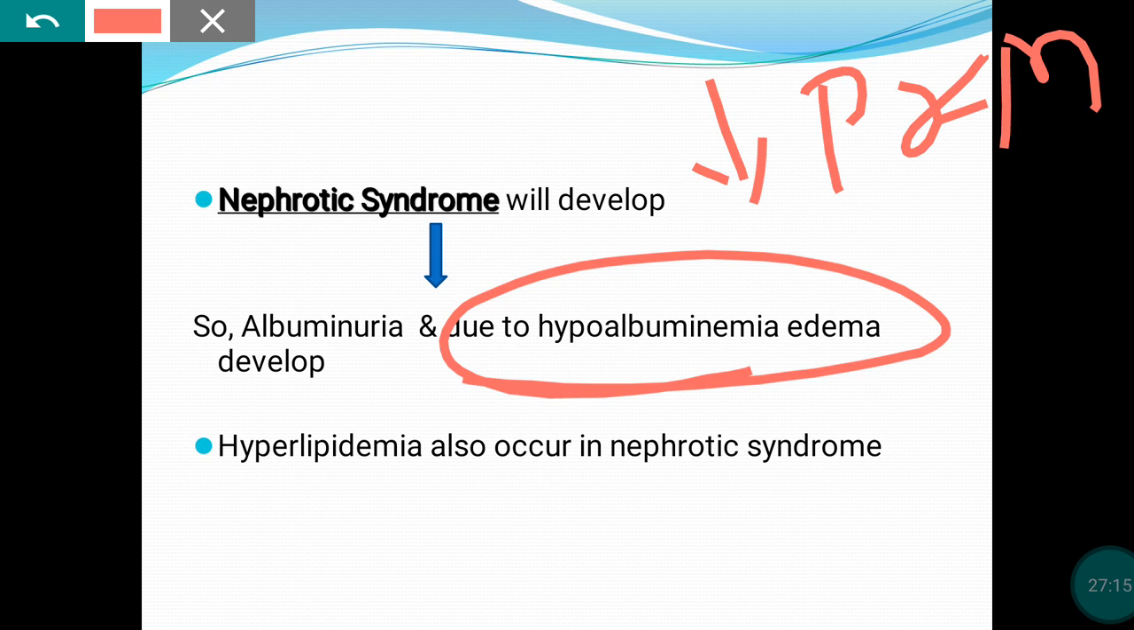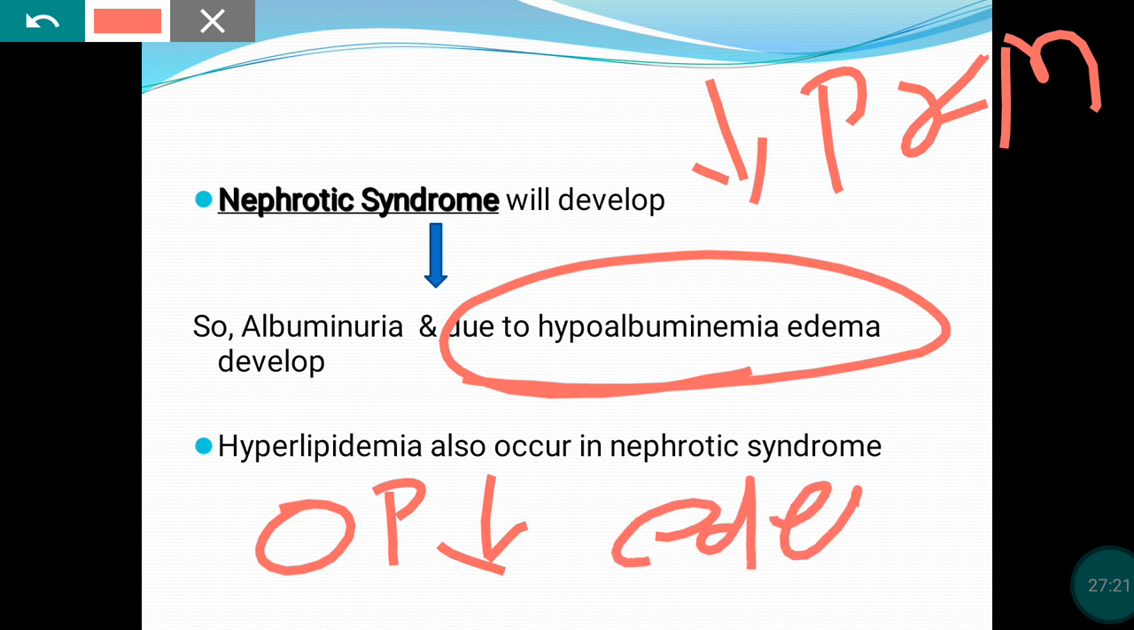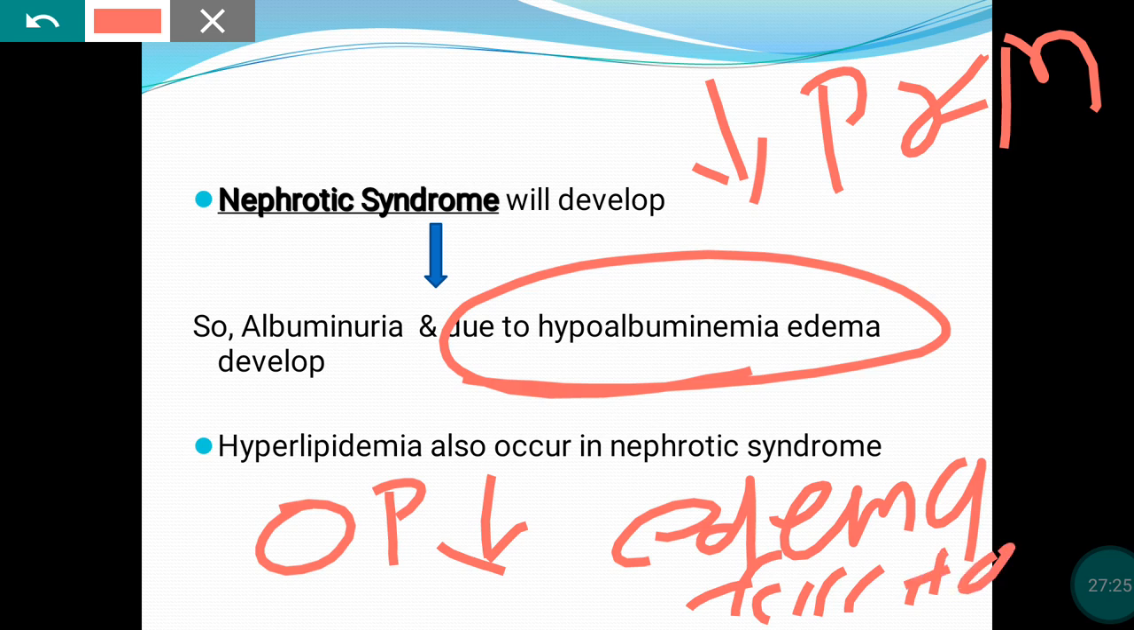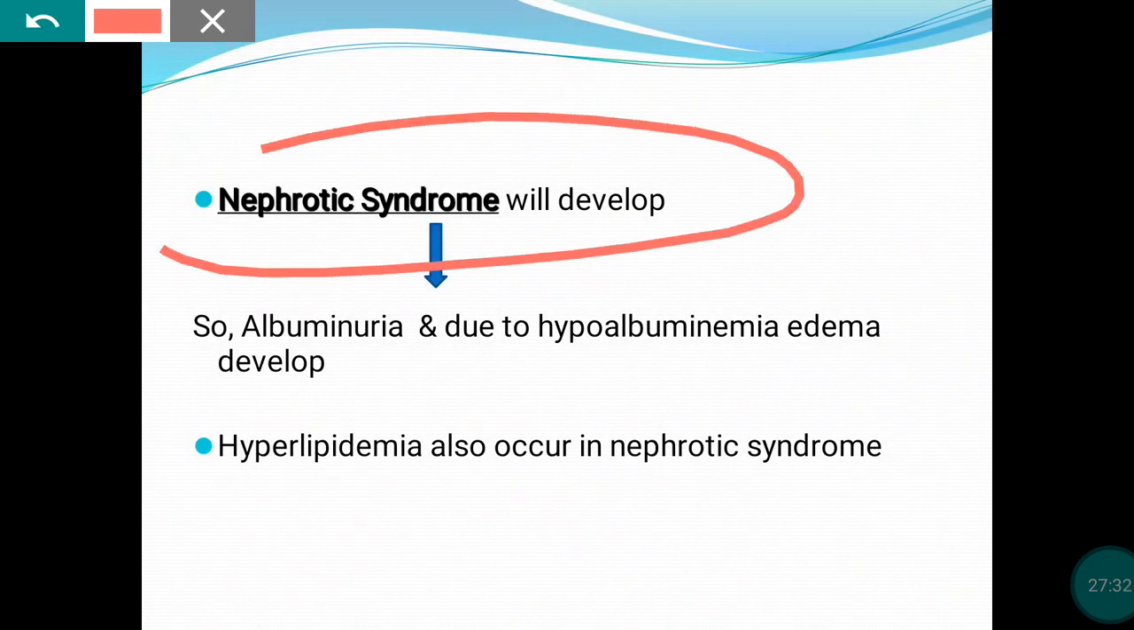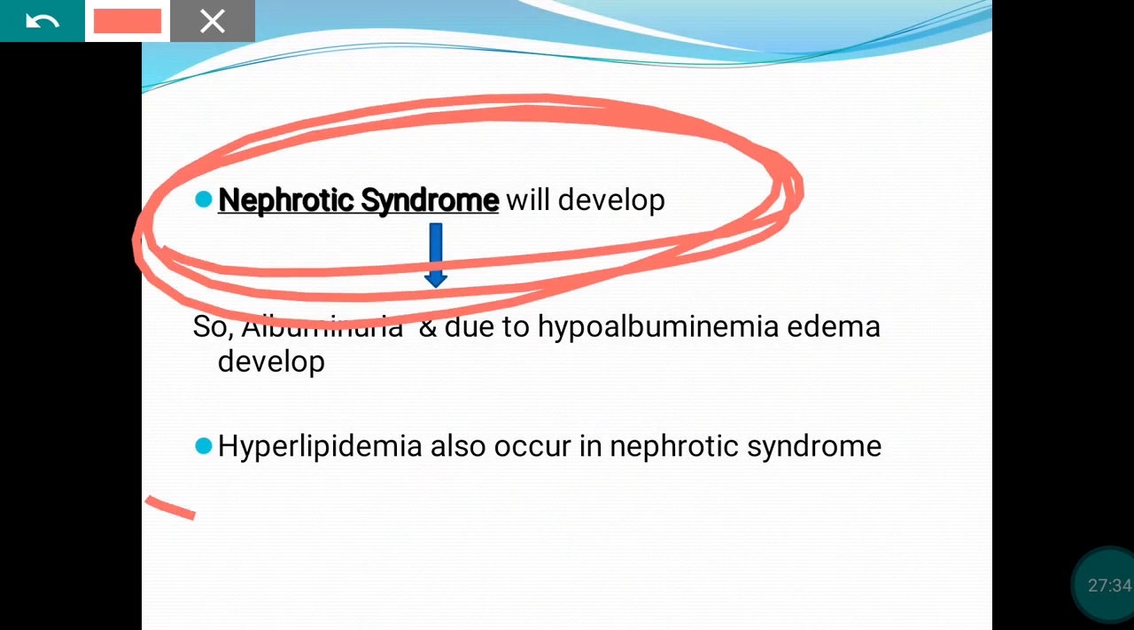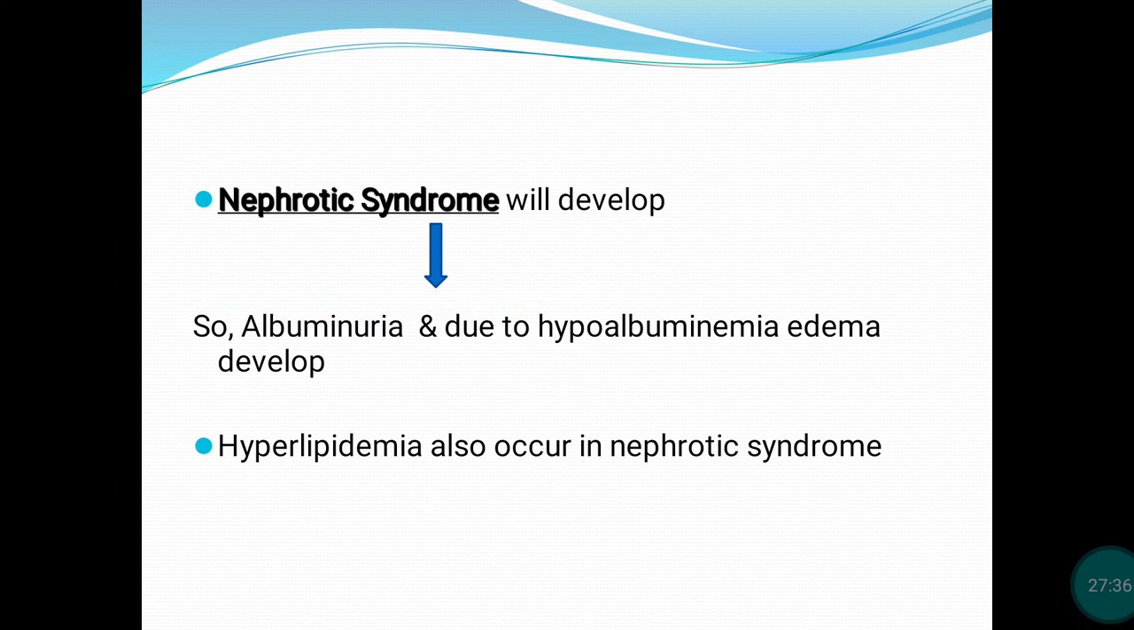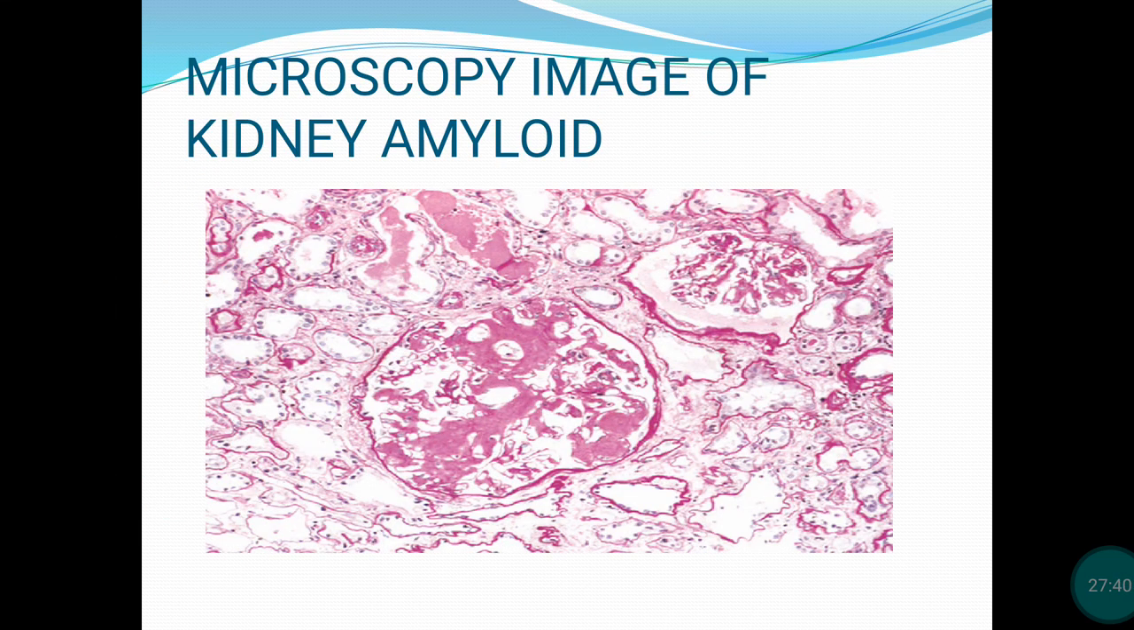And because of hypoalbuminemia, your oncotic pressure will be decreased. And so it will lead to edema of the feet or the face. Face and foot edema will be seen. That is because of decreased oncotic pressure. It is called nephrotic syndrome, in which there is also presence of hyperlipidemia in the blood. So amyloidosis can lead to development of secondary nephrotic syndrome.